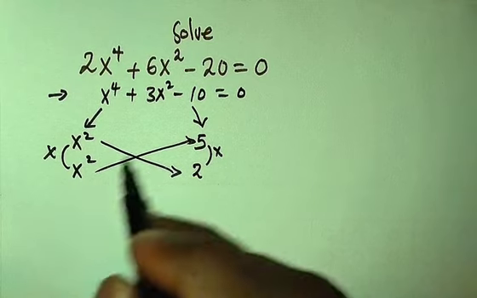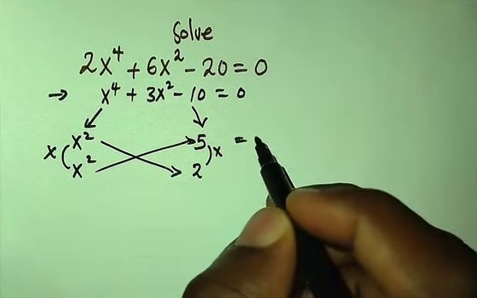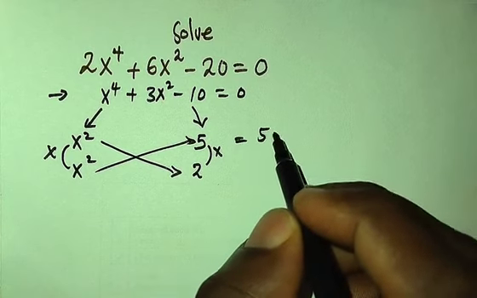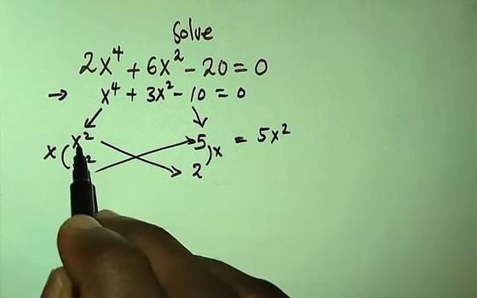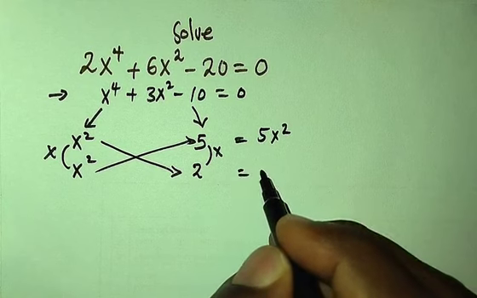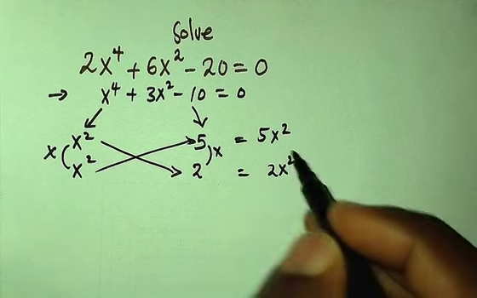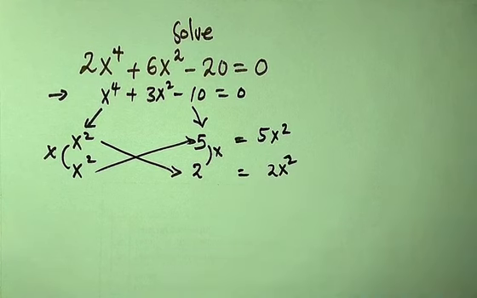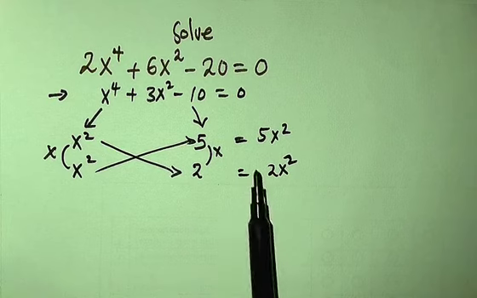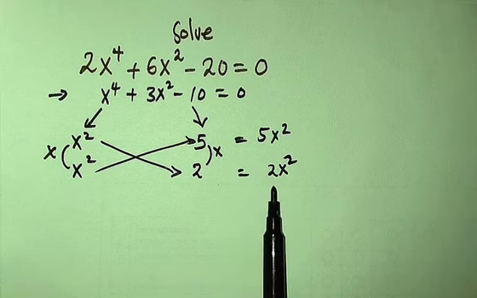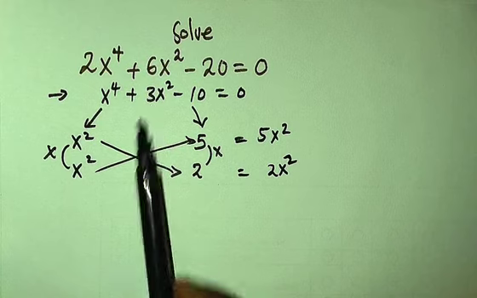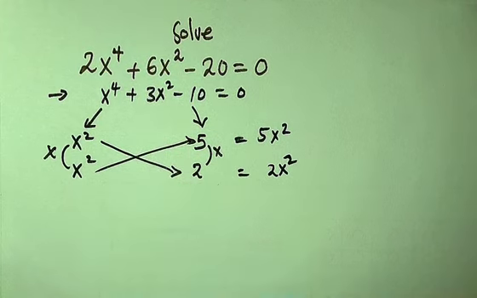With cross multiplication, this times this, I'm going to be having 5x squared. Then x squared times this, I'm going to be having 2x squared. Are you getting that? But here, what we are going to do is look at what we can do to 5x squared and 2x squared so that we have this middle term, which is 3x squared.